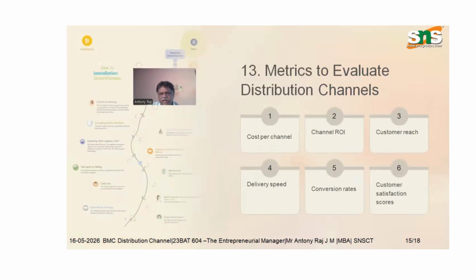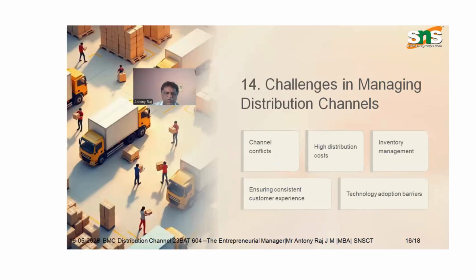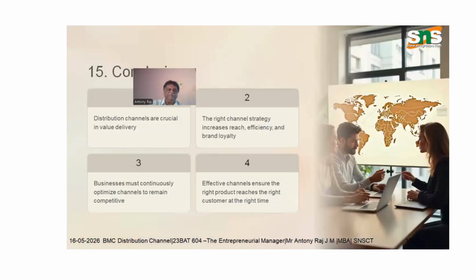Metrics to evaluate distribution channels are a key parameter here. A very important slide again. Cost per channel, channel return on investment, the reach of the customers, the speed of delivery, conversion rates, and customer satisfaction. What are some of the challenges? High distribution costs, inventory management, technology adaptation barriers, and channel conflicts, because there will be multiple distribution partners in a particular area. That is definitely one of the biggest challenges. And ensuring customer experience consistency is also a key challenge here.